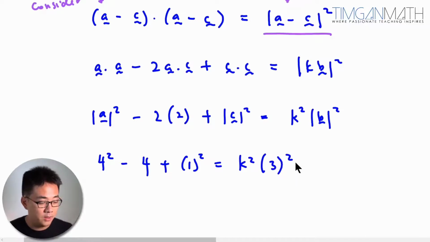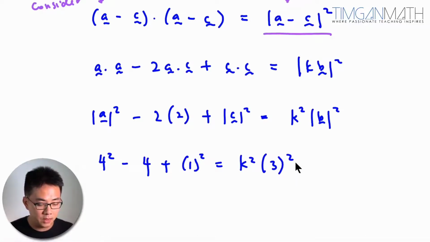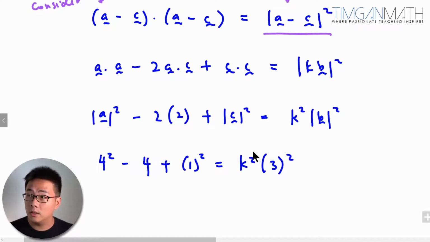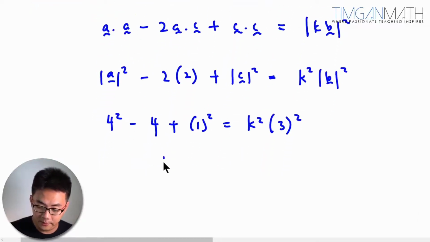Okay, so that's how you do it. Once you do that, you just key in the calculator. 4 squared is 16, minus 4 is 13, 13 over 9. 13 over 9 is equal to K squared.